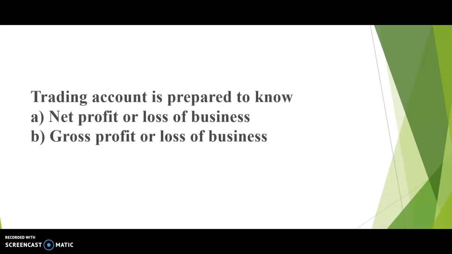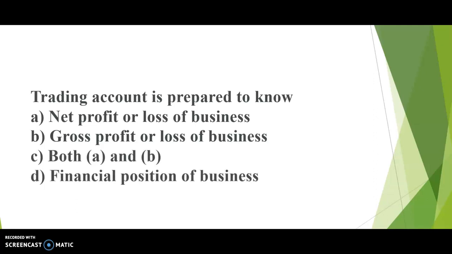Trading account is prepared to know: A, net profit or loss of business, B, gross profit or loss of business, C, both A and B, and D, financial position of business. The correct answer is B. To find out the gross profit or gross loss of business, trading account is prepared.